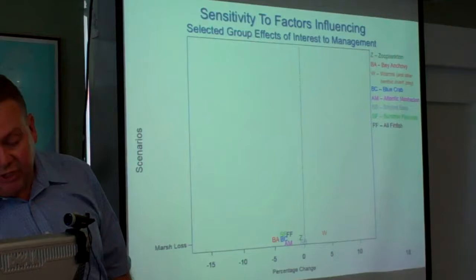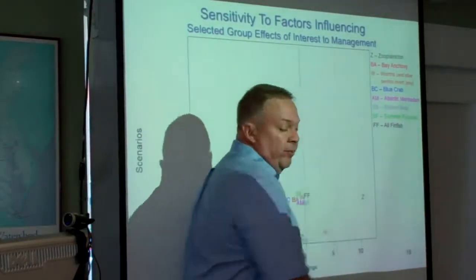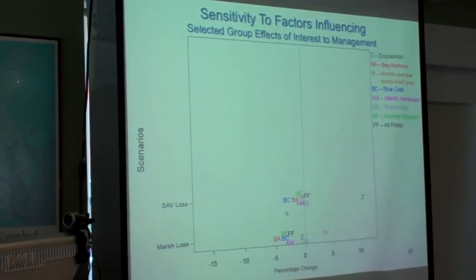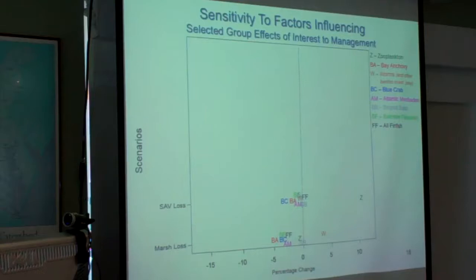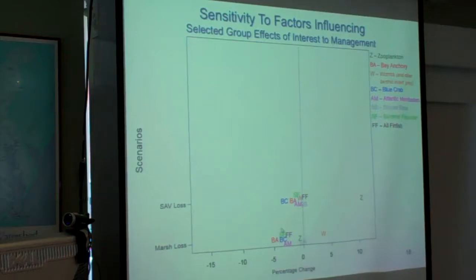When we looked at SAV change, much the same picture. Again, about the same variability, but importantly, you're going to notice that the order of the winners and losers, or the order of the losers in this case, is very different between those two scenarios.